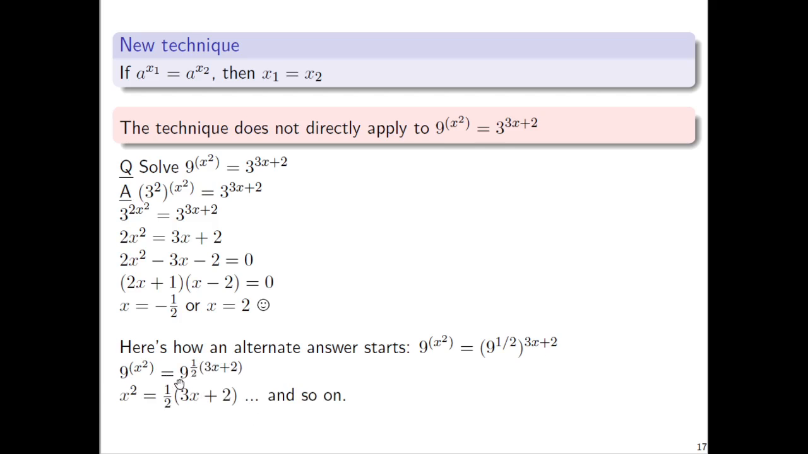And now that you have both base 9s, you can set the exponents equal, have x squared is equal to 1 half times quantity 3x plus 2, and the work will then look very similar to what we had before.